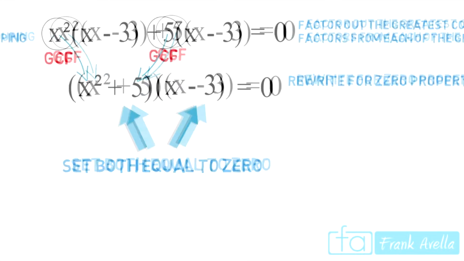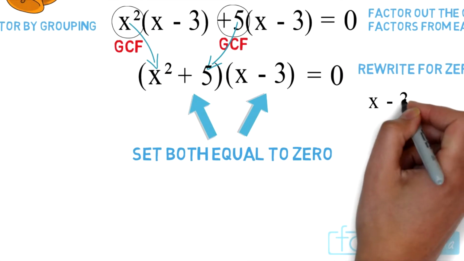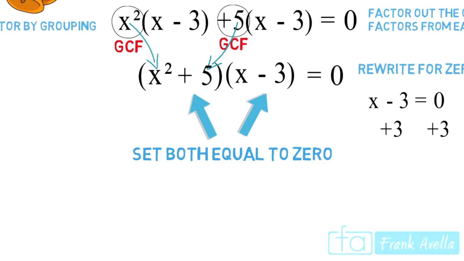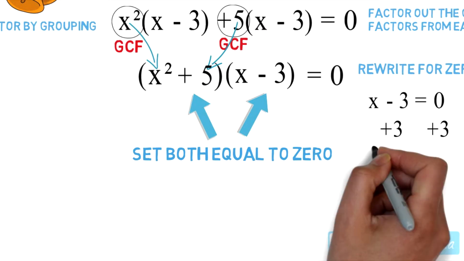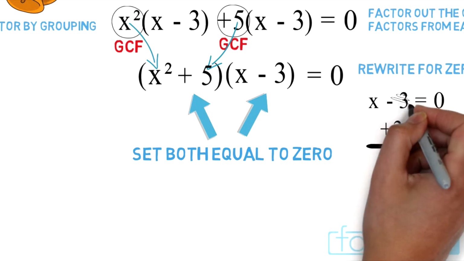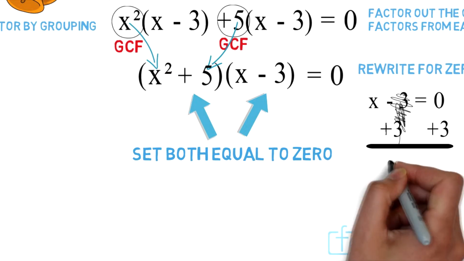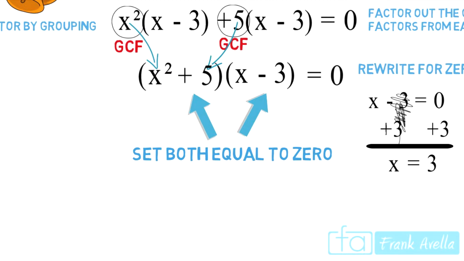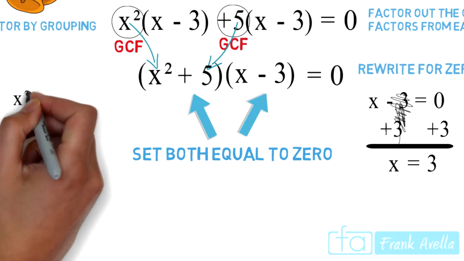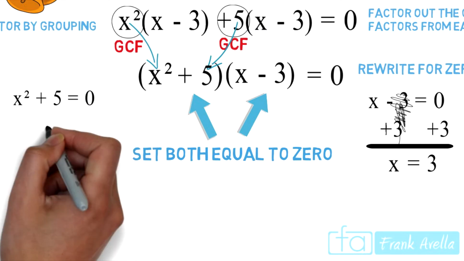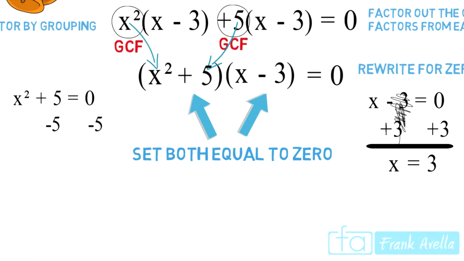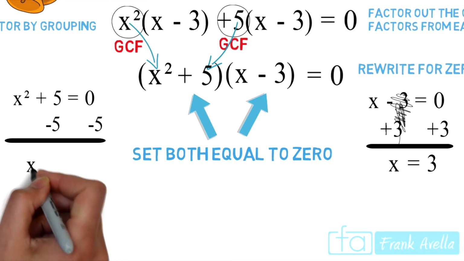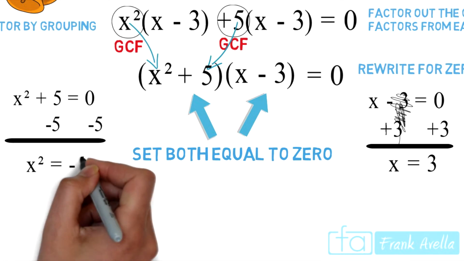So let's work on the side here. And you have x minus 3 equals 0. Add 3 to both sides. What are you left with? -3 and +3 cancel out. X equals 3. Now let's work with x squared plus 5. X squared plus 5 equals 0. Subtract 5 from both sides of the equation. That leaves you with x squared equals negative 5.